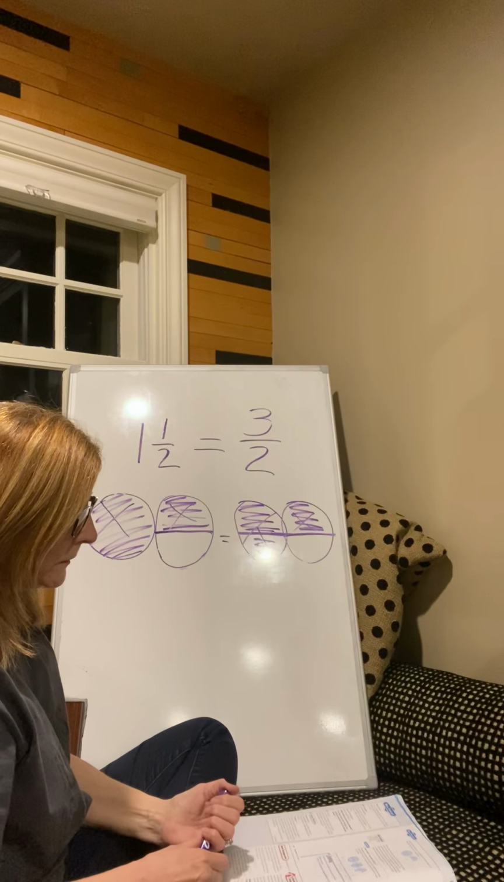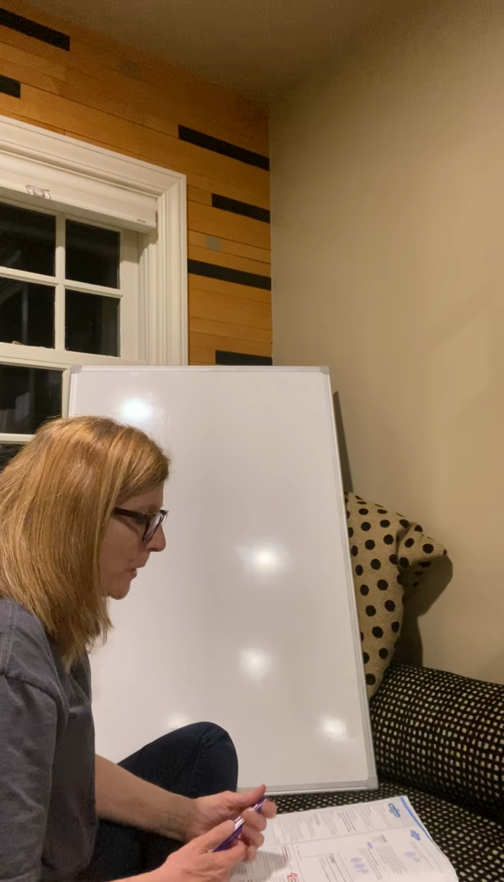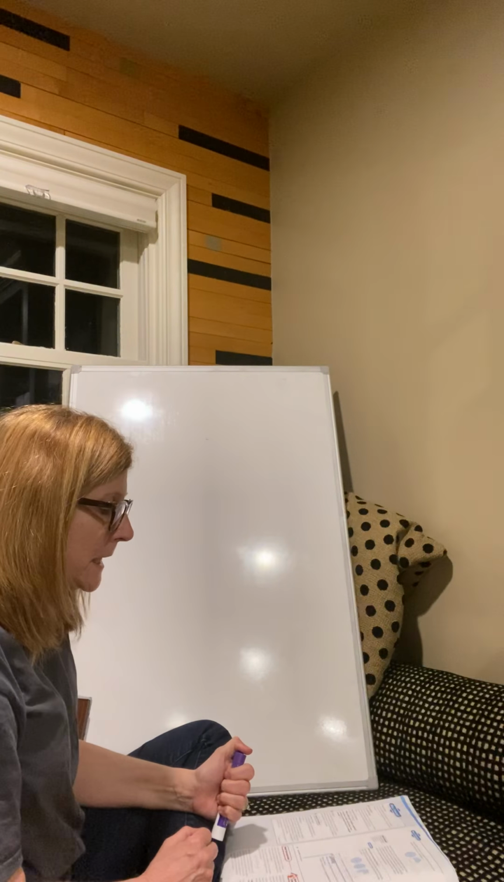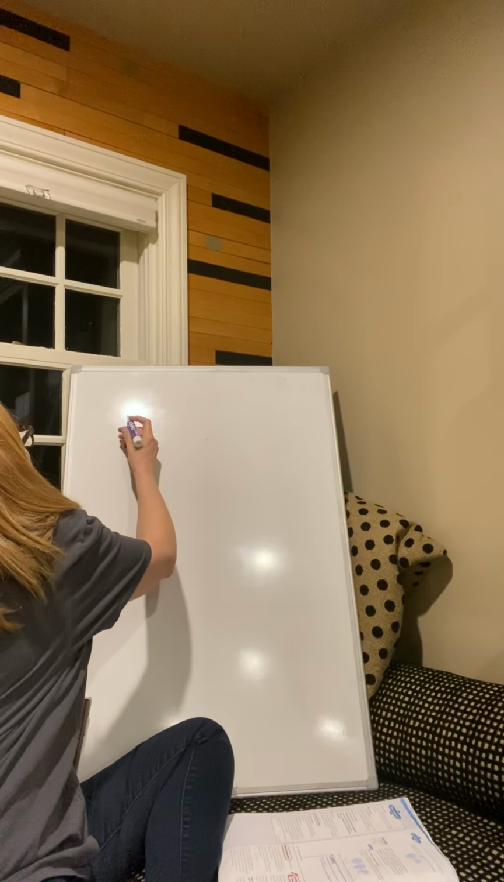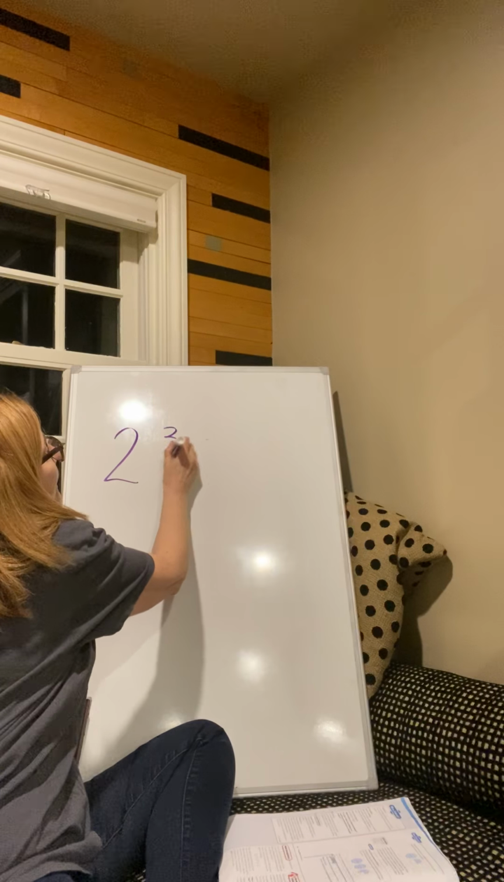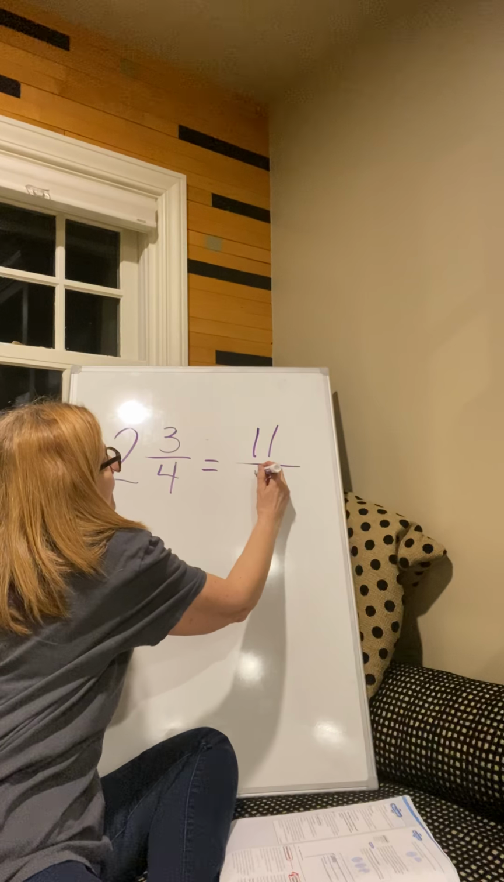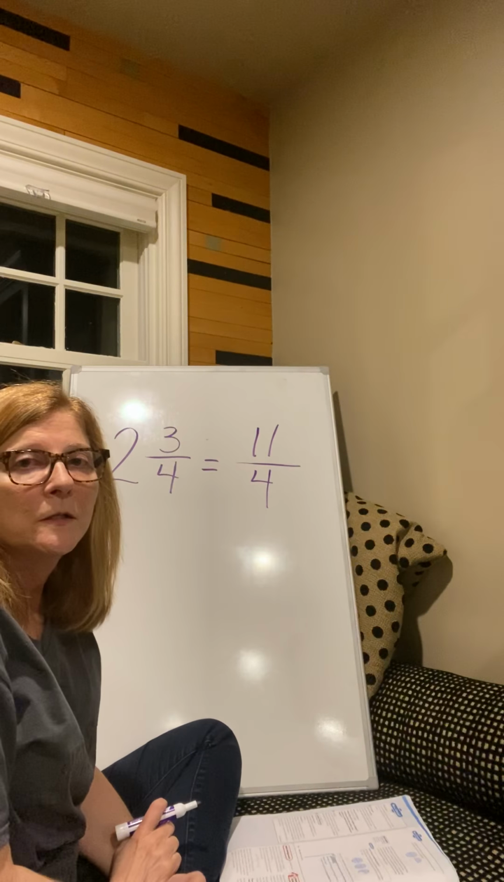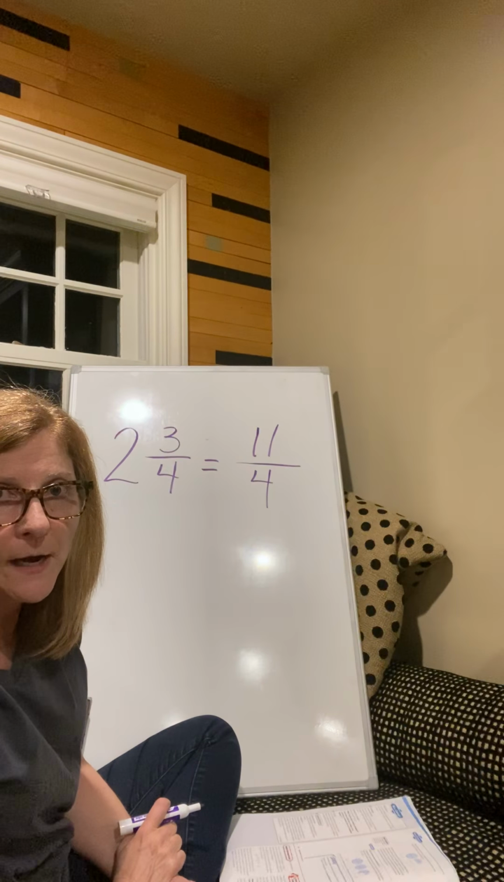Okay? Now, let's do that again. Erase your boards. I'm going to give you a problem. You see if you can draw the picture, and then you'll compare yours to what I put up here. Okay? So I want you to draw a picture that proves 2 3/4 equals 11/4. Draw circles to prove that. Why does that work?